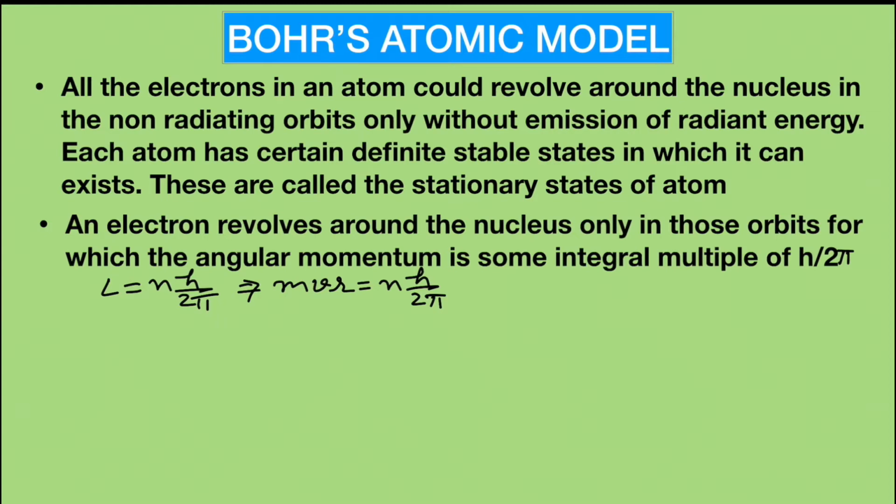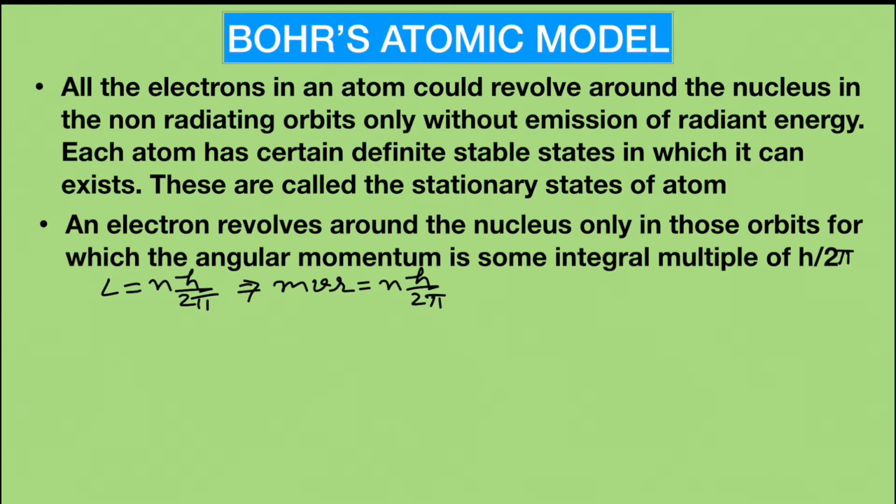Therefore, for any individual orbit, L is equal to nh upon 2 pi, where n is a number that starts from 1, 2, 3 and so on. Angular momentum L is given by mvr also. Therefore, mvr is equal to nh upon 2 pi. So in these two postulates, Bohr explained about the orbits of electron in which an electron can revolve around the nucleus. So one unexplained part of electron's revolutionary motion is explained by Bohr in his two postulates.